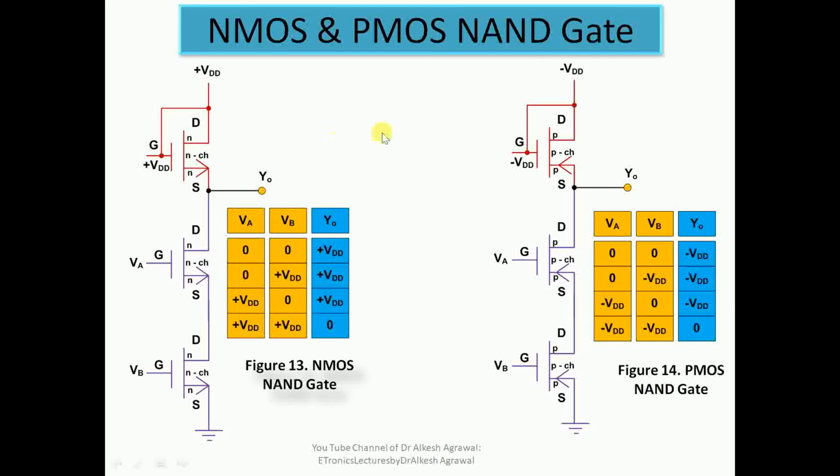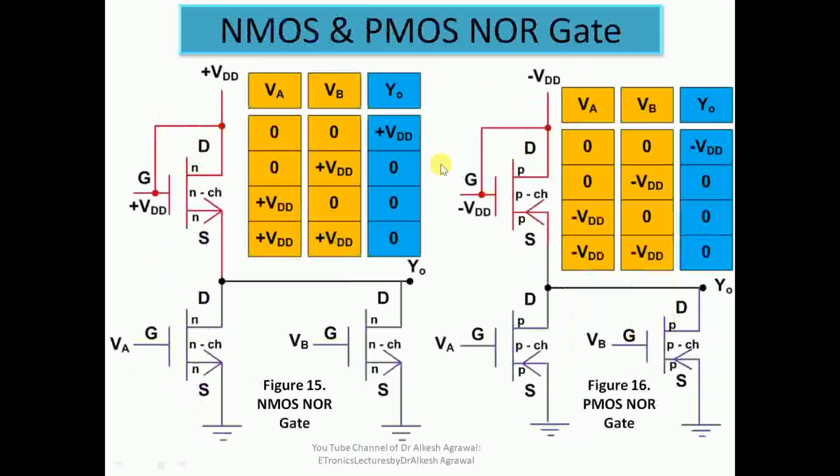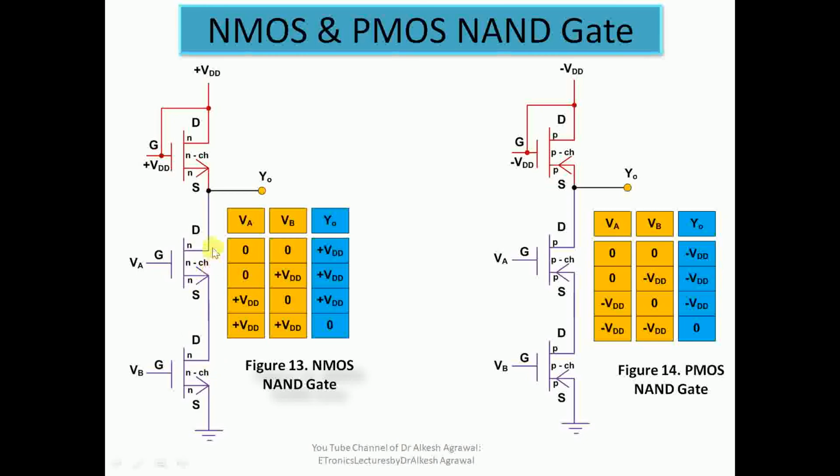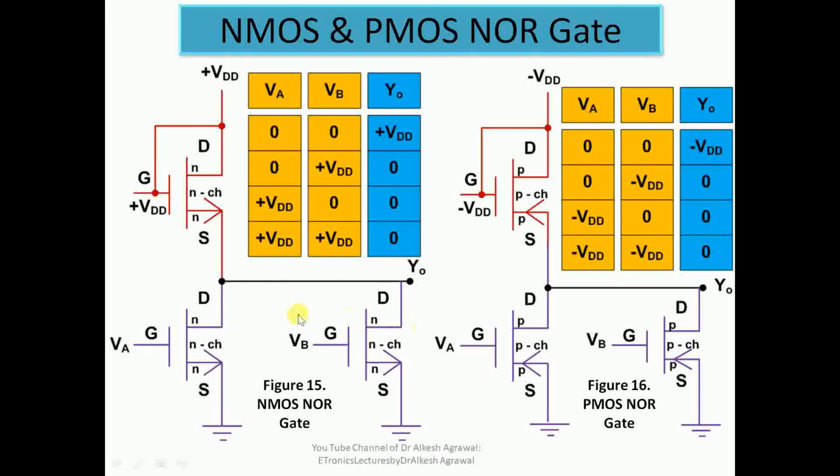So this is how we design a NAND gate through NMOS and PMOS. Now we'll see the design of a NOR gate through NMOS and PMOS. What you can see over here is that in the previous one, both these transistors are in cascaded form, but the difference is that here both these transistors are in parallel form, connected in parallel and grounded.